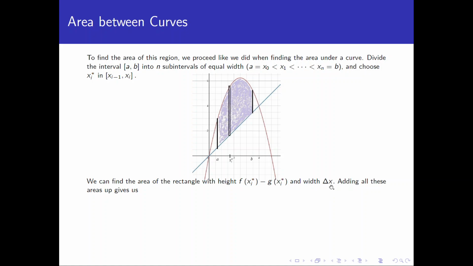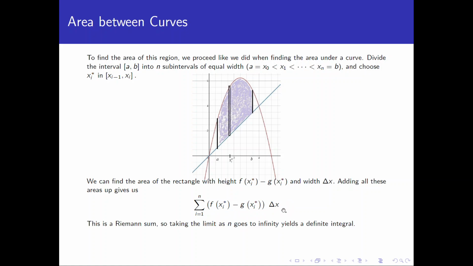That'll be the height of the rectangle, and like I mentioned before, the width of the rectangle is going to be delta x. So we can find the area of the rectangle just by multiplying those two quantities together, height times width. Adding all of those areas up gives us this summation, sum from i equals 1 to n, height times width, so the area of each of those rectangles. What we notice here is that this piece is a function of a sample point. If I wanted to be fancy, I could write it as f minus g of x sub i star. So this is a function of a sample point times delta x. That's exactly the form for a Riemann sum. So when we take the limit of a Riemann sum, we get a definite integral.